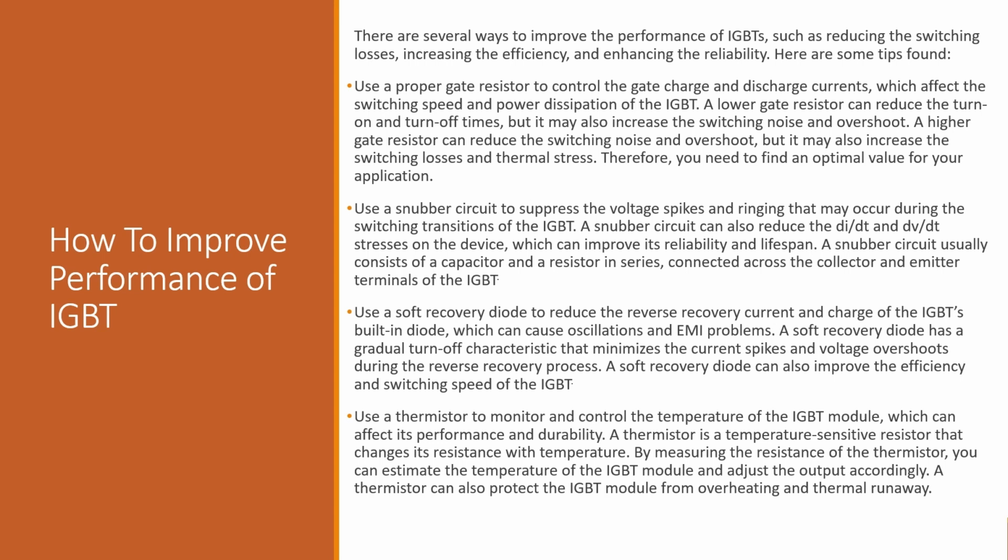Use a proper gate resistor to control the gate charge and discharge currents. Use a snubber circuit to suppress the voltage spikes and ringing that may occur during the switching transitions of the IGBT. Use a soft recovery diode to reduce the reverse recovery current and charge of the IGBT's built-in diode. Use a thermistor to monitor and control the temperature of the IGBT module.